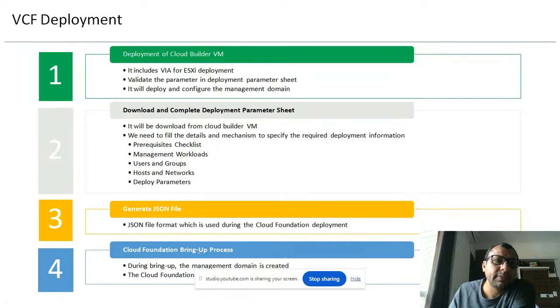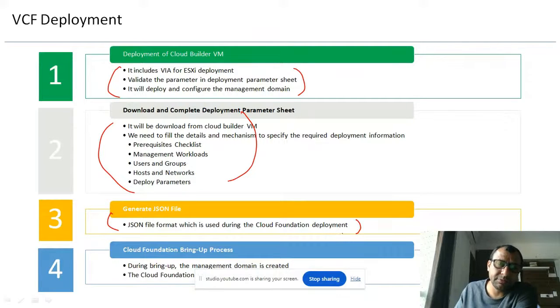So the deployment flow is: deploy your Cloud Builder appliance, first prepare your deployment parameter sheet, and generate a JSON if you want some customization beyond your default deployment parameter sheet. If you don't want that, keep it as it is, and later just follow the cloud bring-up process.